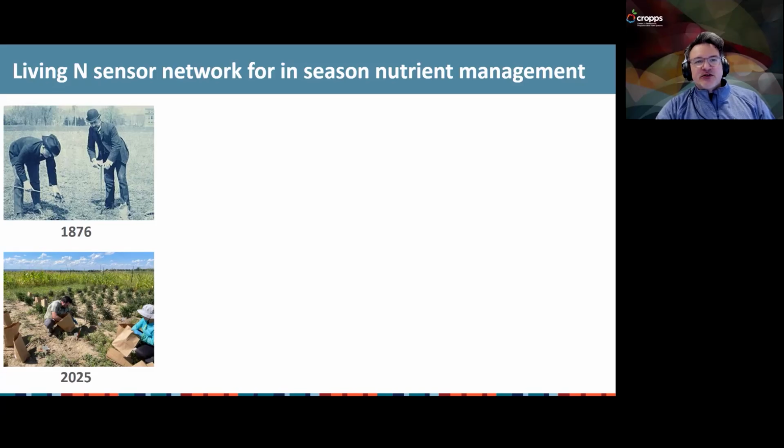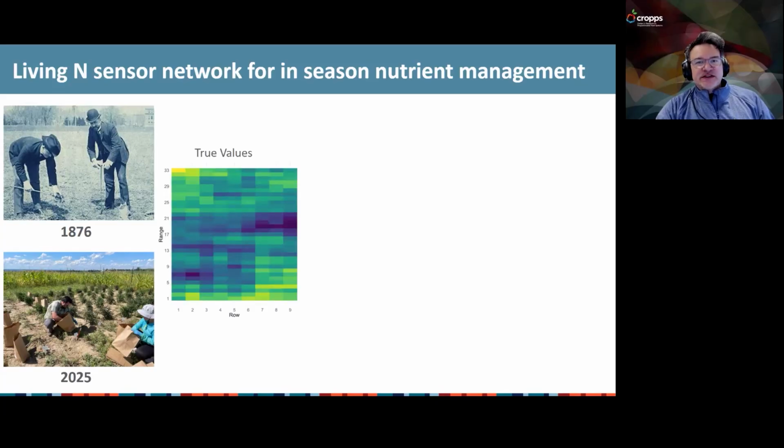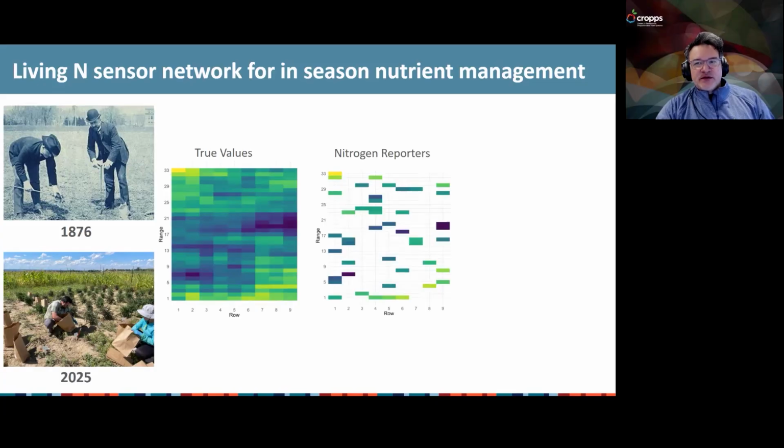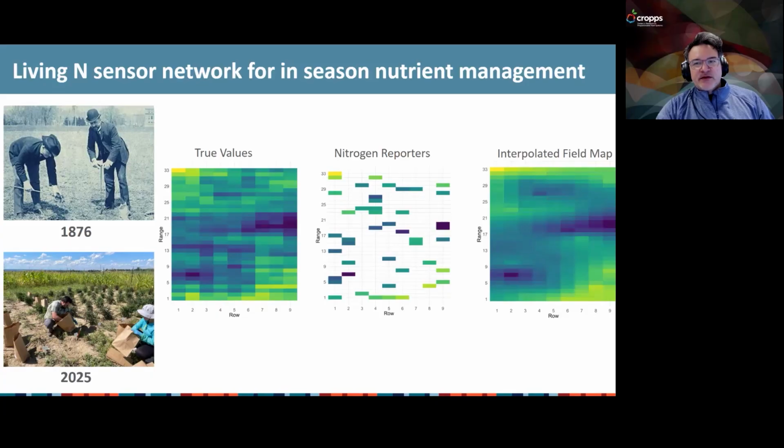Kelly Robbins and his lab are exploring this by simulating nitrogen field maps from real observations. The far left heat map panel shows the simulated nitrogen pattern. The center shows readings from sparsely and randomly planted reporters. And the far right shows the interpolated full map. Covering just 10 to 15% of a field with sentinel reporter plants was enough to reconstruct a full nitrogen map. This work provides a blueprint for a living nitrogen sensor network to guide in-season nutrient management across the field.